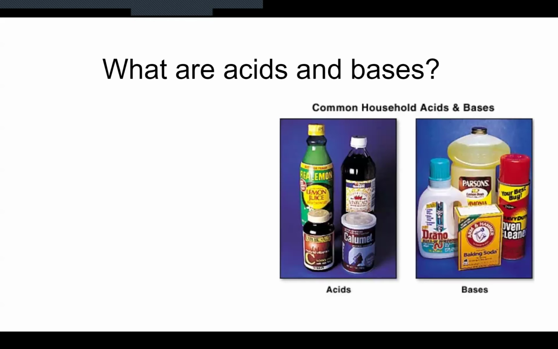In this video, we're going to talk about conjugate acid-base pairs. Before we dig into that rather intimidating sounding term, let's talk about what we mean by acids and bases.